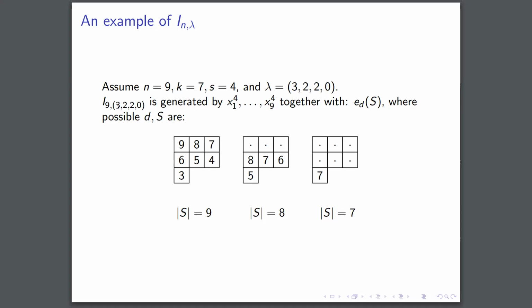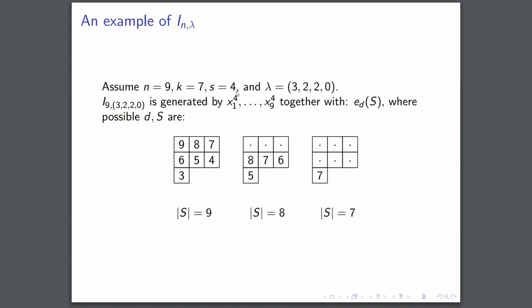So we have two types of generators. First, we have monomial powers. We just have all these xi to the s, where now s is 4, so we have x1 to the 4 all the way to x9 to the 4. We have these 9 generators.